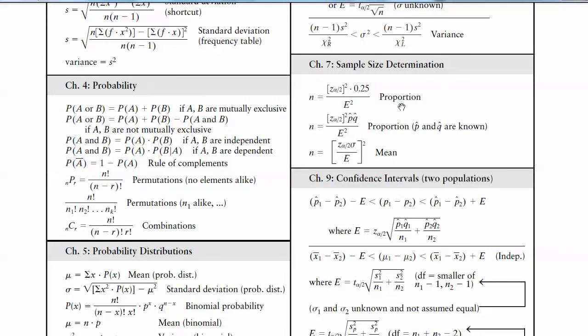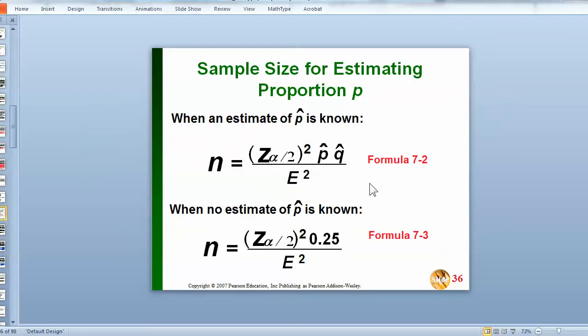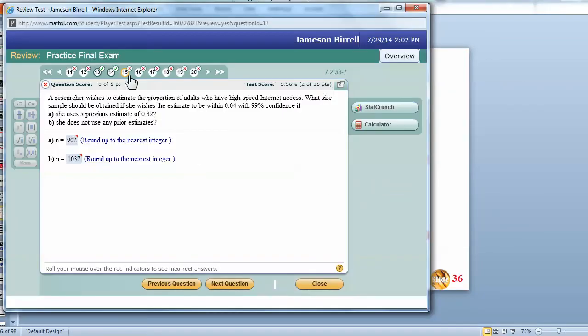Right, so if p hat and q hat are unknown, then here's your minimum sample size determination. If p hat is known, q hat comes for free because it's the complement of p hat. If they're known, then here's your estimation. And if you're using the information from a confidence interval about the mean, then here's your calculation. So I'll just go ahead and submit those answers as they are.